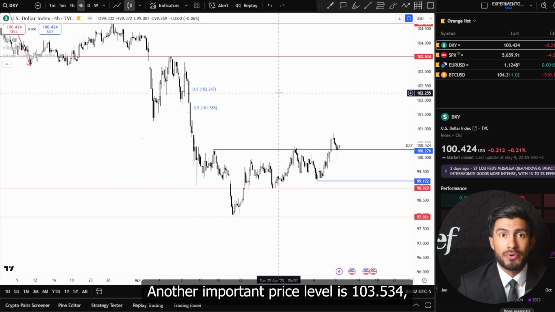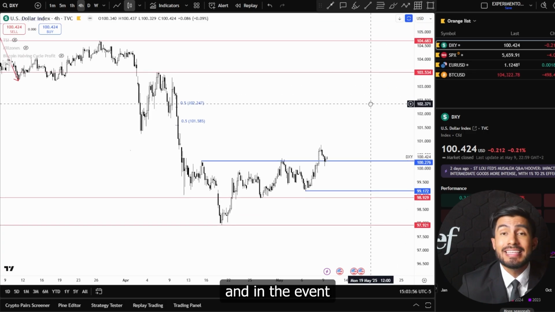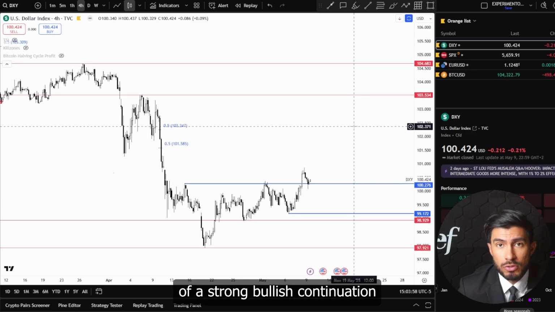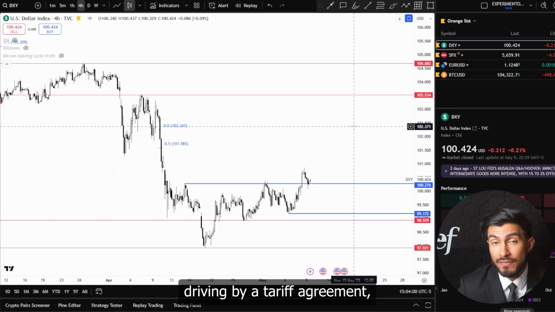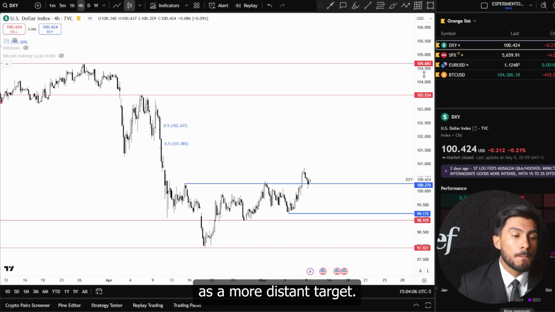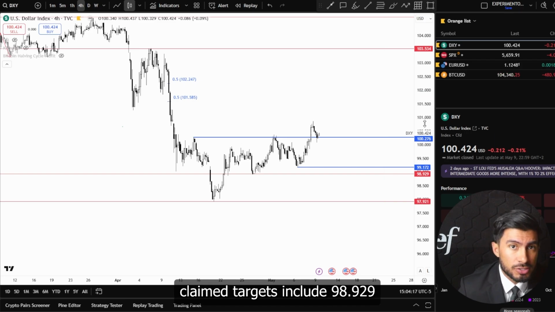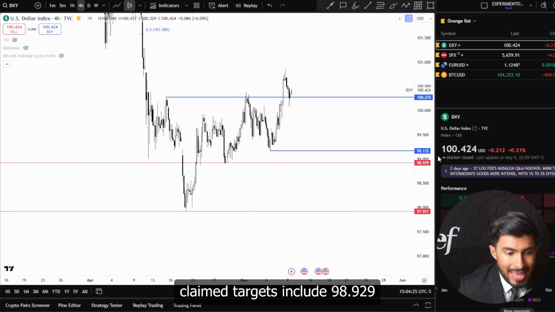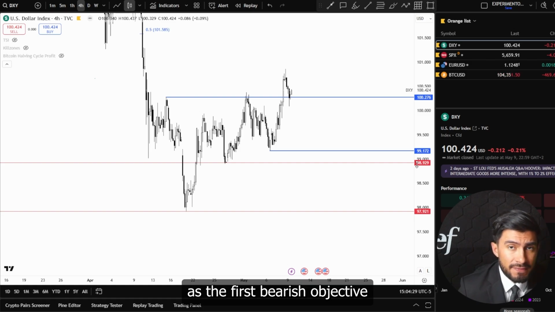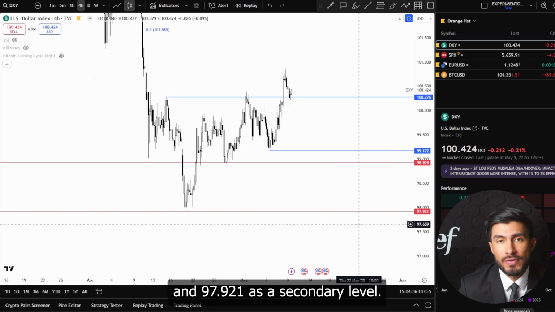Another important price level is 103.534, and in the event of a strong bullish continuation driven by a tariff agreement, we could aim for 104.683 as a more distant target. On the bearish side, planned targets include 98.929 as the first bearish objective and 97.921 as a secondary level.